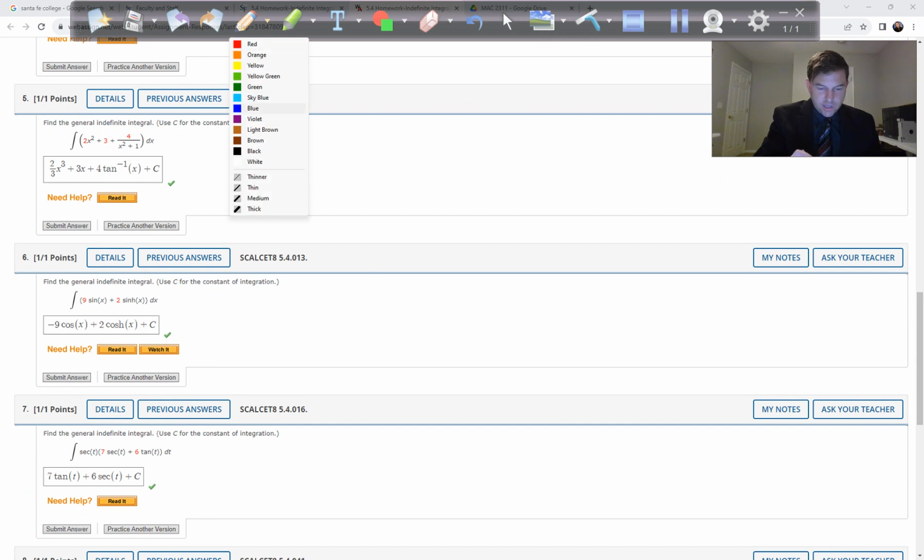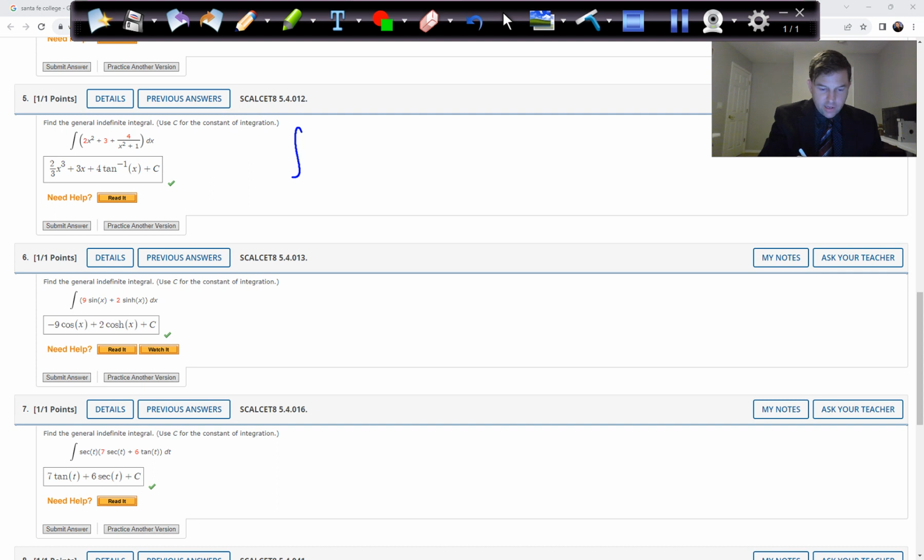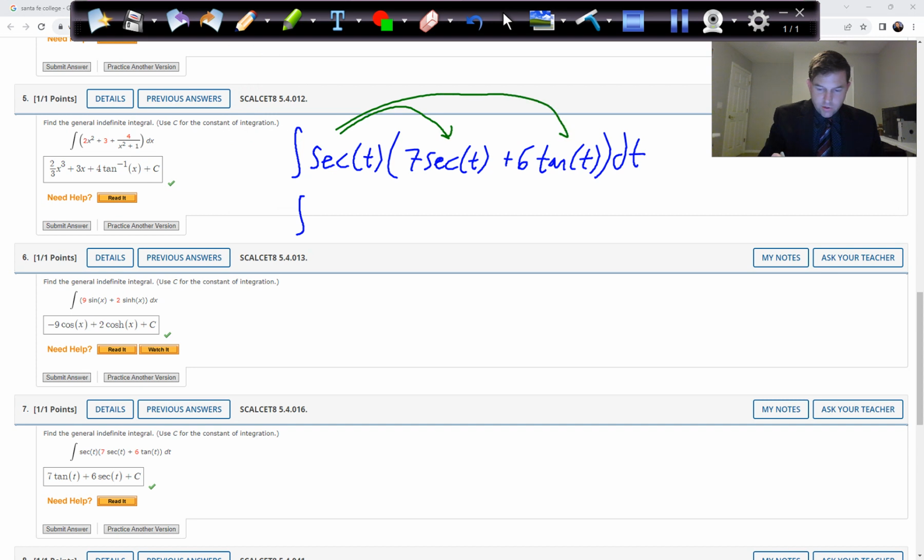Okay, problem 6 is also a trig problem. We have the indefinite integral of secant of t times the quantity 7 secant of t plus 6 tangent of t dt. So we're going to split this. Well, first we're going to distribute this secant. So this secant is going to go into both of these, and we get secant times secant with a 7 in front, which is 7 secant squared t.